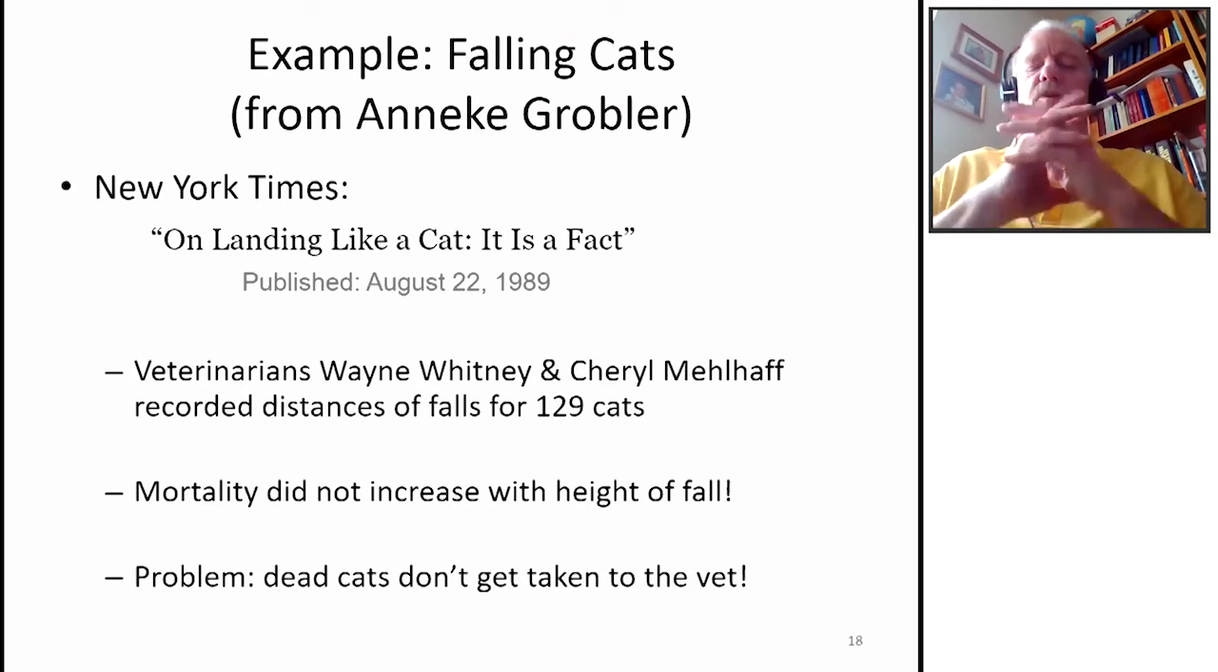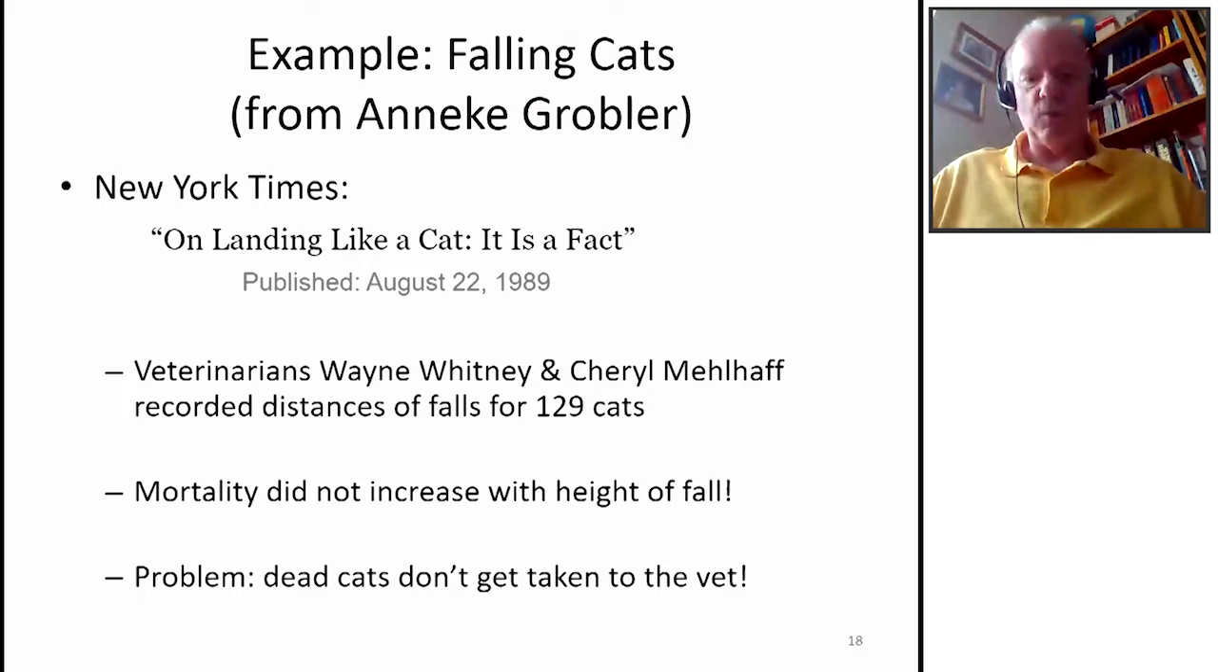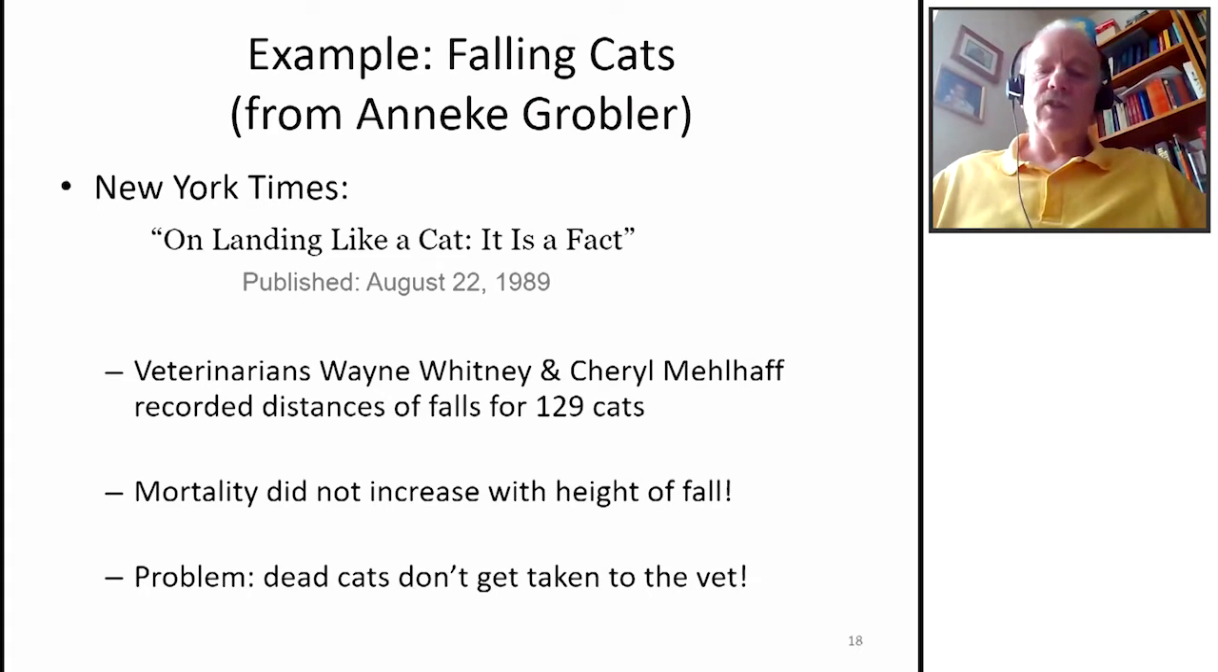So the problem, though, is that dead cats are not taken to the veterinarian. So these are veterinarians. They're looking at cats that were brought to them. Obviously, no one is going to bring a dead cat to them, because there's nothing they would be able to do for them. So only the cats that survived the initial fall are going to be brought to them. So there's a bias because you're not seeing the cats that died and were not brought to the veterinarian. So that's an interesting bias. When you think about it, you realize, oh yeah, that's a problem.